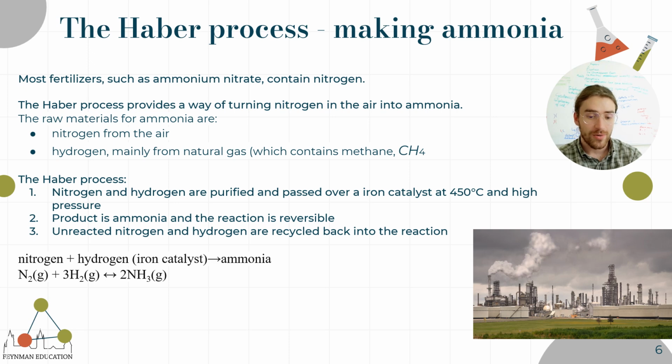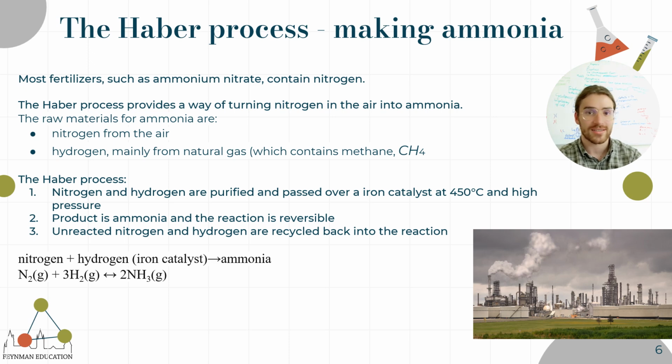Okay, so most of our fertilizers are going to be containing something called ammonium nitrate. It's very good for plants and plant growth. Okay, but this contains nitrogen. So the Haber process provides a way of turning this nitrogen from the air into useful ammonia. Okay, usually this is done by bacteria, but when we're talking about our large-scale crops, we're going to need some help. Okay, the bacteria can't keep up with our demand, so that's why we have to create these nitrogen-based fertilizers.